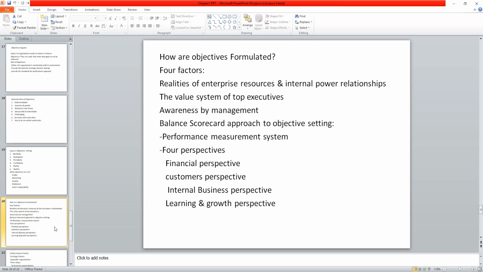Now, how can one think of measuring the financial impact of the organization or the financial perspective? What are the indicators? So, return on investment, revenues, the earnings, the profits, the cash flow. Okay, all this will pinpoint towards the financial performance of the organization.